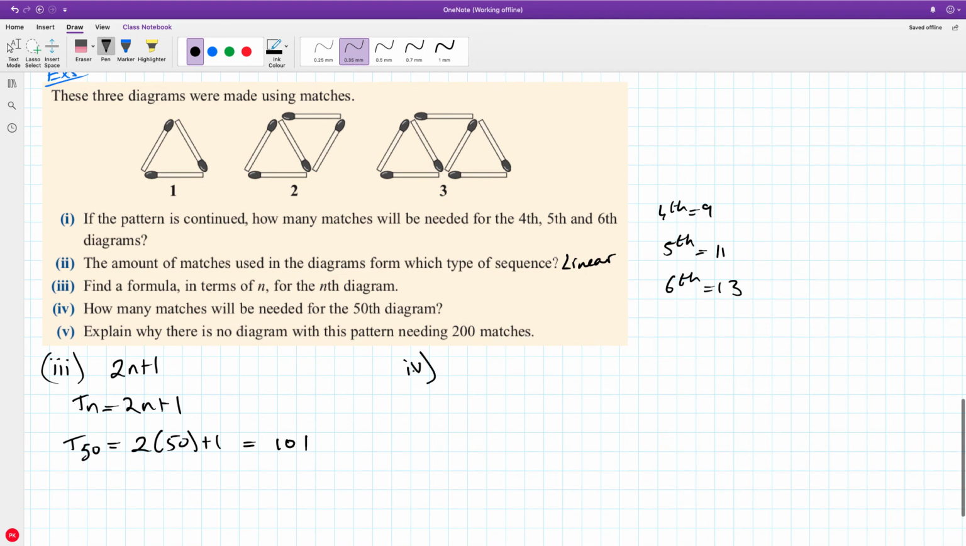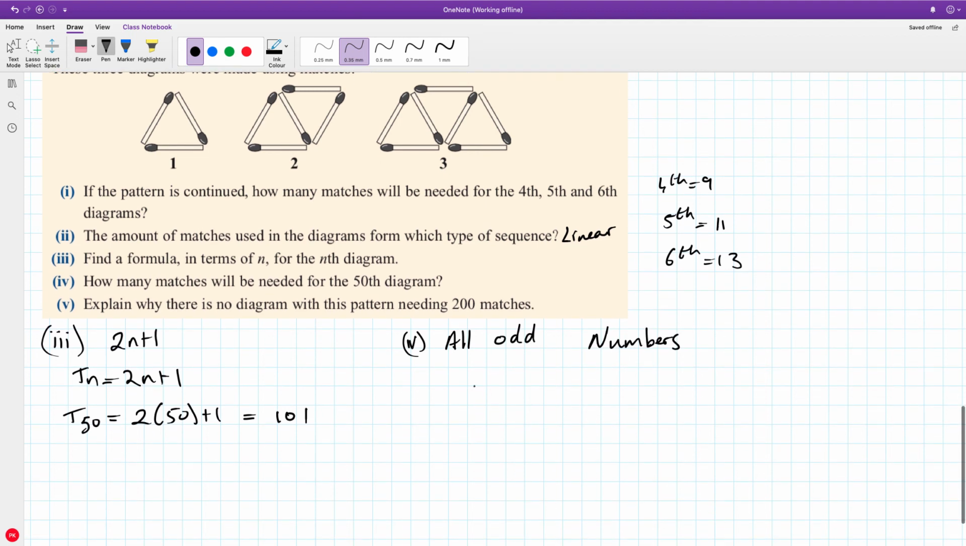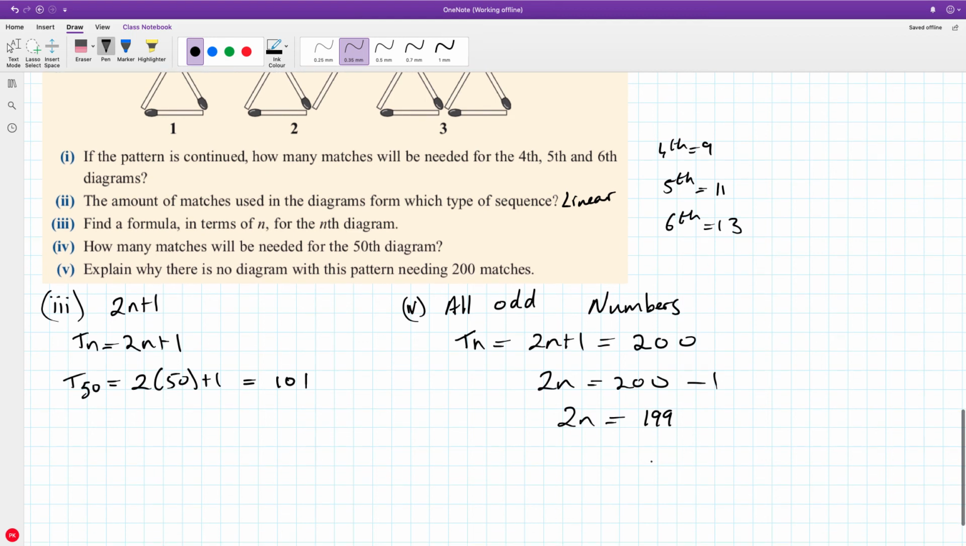Right, part IV, and the last answer is exactly. Why is there no diagram pattern needing 200 matches? Because they're all odd numbers. Another way of explaining that: Tn is equal to 2n plus 1, yeah? And we check, is it possible to equal 200? 2n equal to 200 minus 1. 2n is equal to 199. Is 199 divisible by 2? No. That's the maths way of checking it, although saying they're all odd numbers is perfectly alright as well. You have to see is the number divisible by the number in front of n.